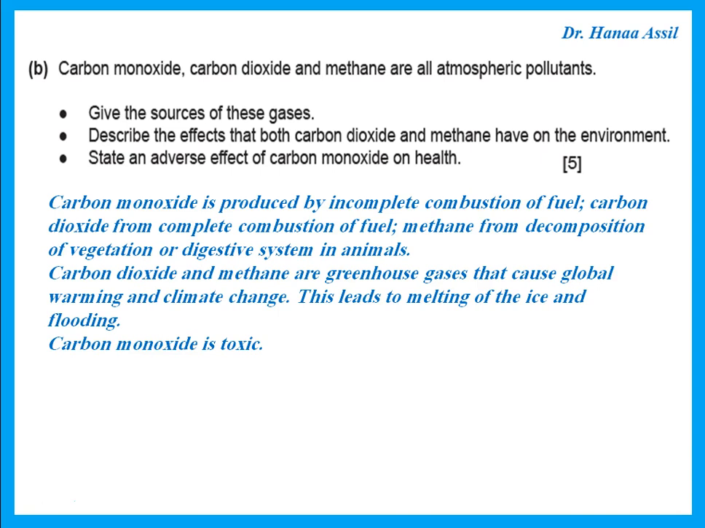Carbon monoxide is produced by incomplete combustion of fuel. And remember, incomplete combustion of fuel means burning in lack of oxygen or burning in less oxygen. So carbon monoxide is produced by incomplete combustion of fuel. Carbon dioxide is produced from complete combustion of fuel. That means burning in excess oxygen or burning in a lot of oxygen. Methane is obtained from what? Decomposition of vegetation or digestive system in animals, from the digestion in animals.